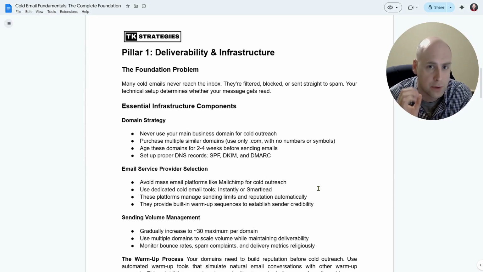So, first pillar: building your infrastructure. As I said before, deliverability is key. If your emails aren't being delivered to the inboxes, then of course you have a massive problem. So what can you do to set yourself up for success and set things up the correct way so that you don't have problems down the road?